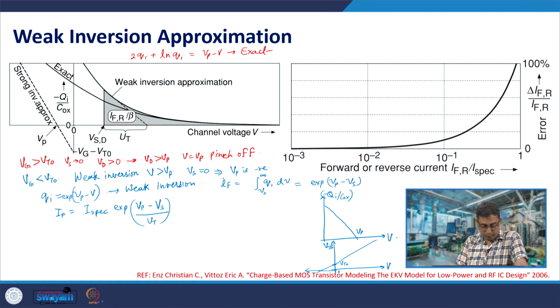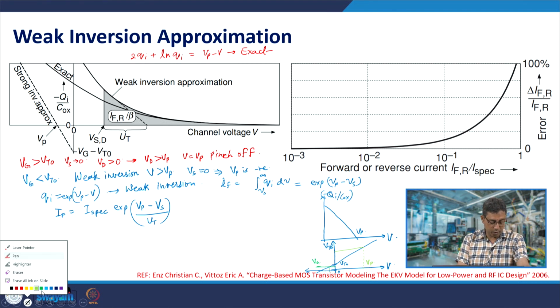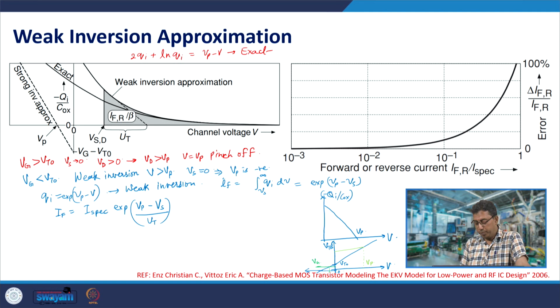Now, suppose the gate voltage has a value which is smaller than VTO. What is the value of Vp for this gate voltage? Suppose we had another value of gate voltage here. What is the Vp? Likewise, for this gate voltage which is smaller than VTO, you have the value of Vp here. So, what is the value of inversion charge then? Inversion charge is Vg minus Vp. So, let us expand upon this.